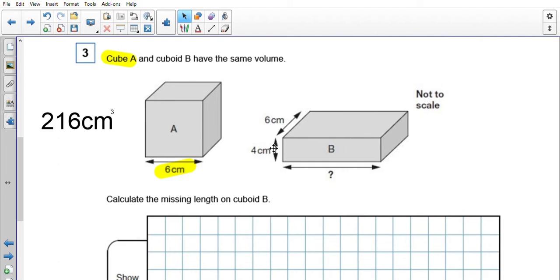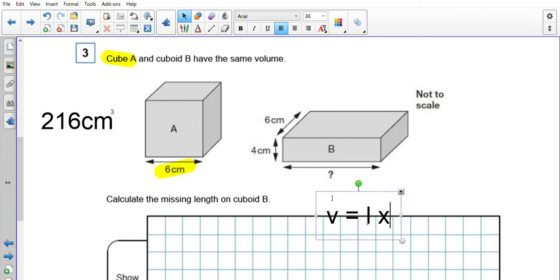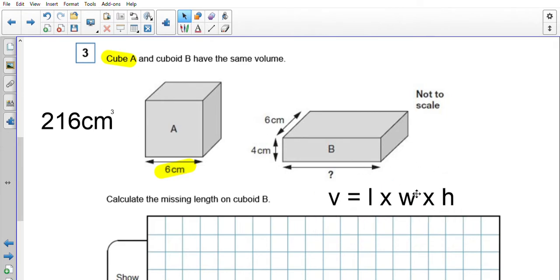And I know I have 2 dimensions, which means for my volume, let's pop our calculation back in here. V equals length times width times height. I know I have the volume, it's 216. I have my height, that's 4. I have my width, that's 6, which means this dimension I'm missing is my length, which is this question mark here.